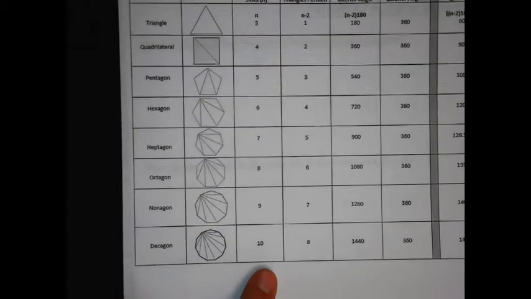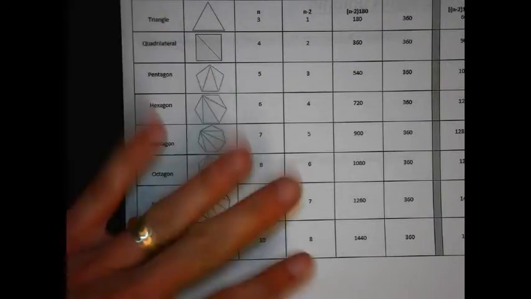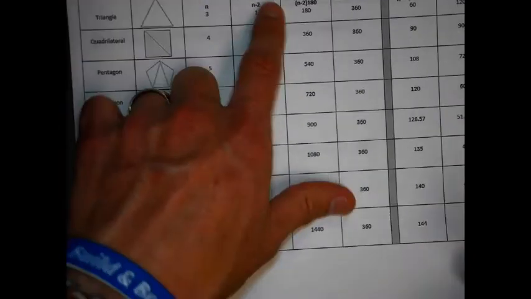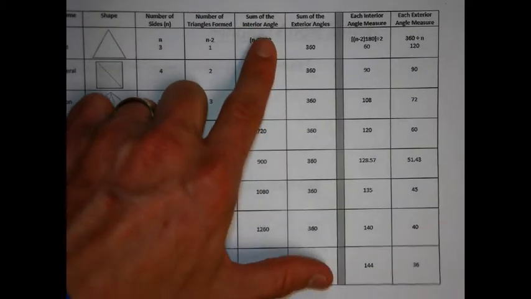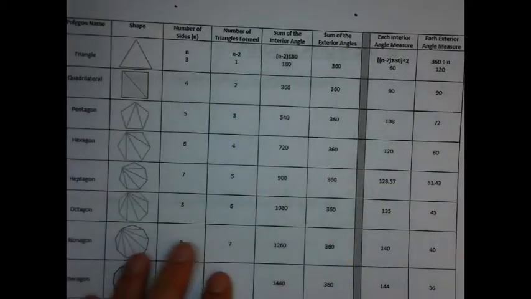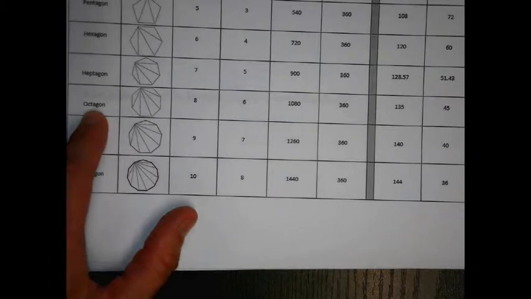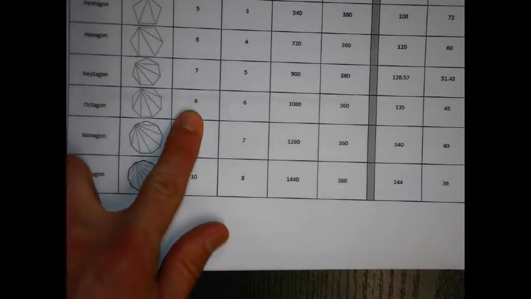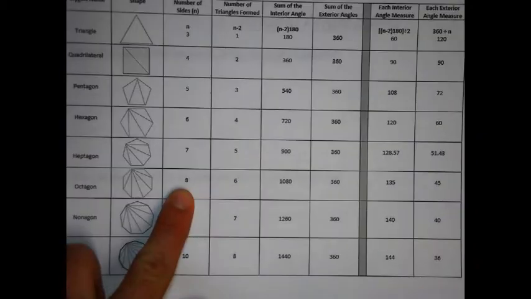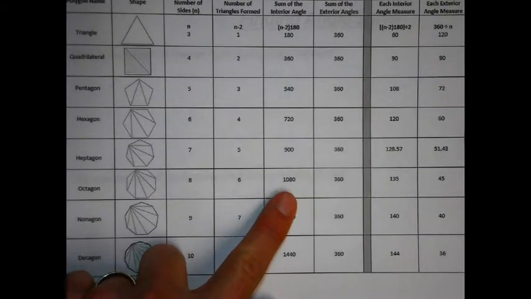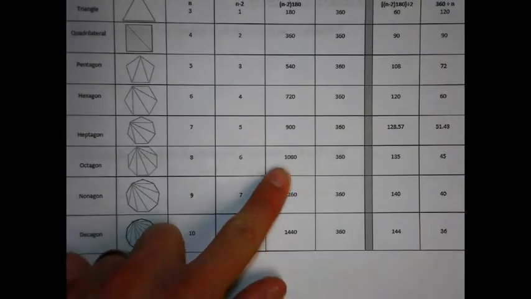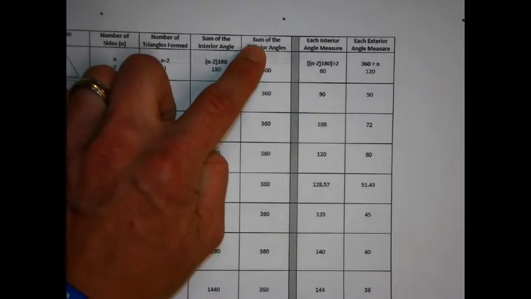So we have to know those sides, and we're going to do this in class. Number of triangles formed gives you that. The interior angle, this is that theorem we were talking about with an n-gon, right? An octagon, for example, has 8 sides. That's an 8-gon. So the interior angles is going to be 8 minus 2, 6 times 180, or 1080. Okay? Then we have the sum of the exterior angles, 360.